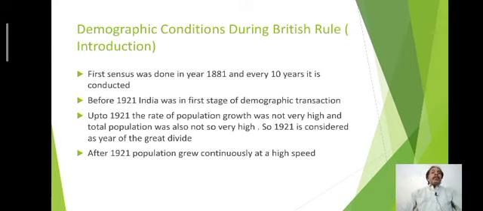Before 1921, India was in the stage of demographic transition. Up to 1921 the rate of population growth was not very high, and the total population was also not very high. If there is no growth rate, it means the number of people will not increase at a faster rate. But after 1921, it has increased at a high speed. So we can say that 1921 is considered the year of the great divide.